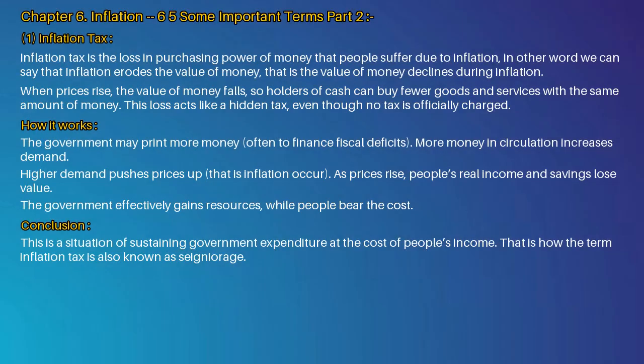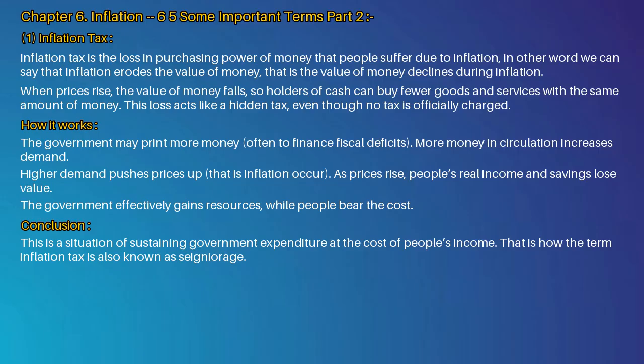In this video we will discuss some more important terms used in the inflation chapter. 1. Inflation tax. Inflation tax is the loss in purchasing power of money that people suffer due to inflation. In other words, inflation erodes the value of money, that is, the value of money declines during inflation. When prices rise, the value of money falls, so holders of cash can buy fewer goods and services with the same amount of money. This loss acts like a hidden tax, even though no tax is officially charged.